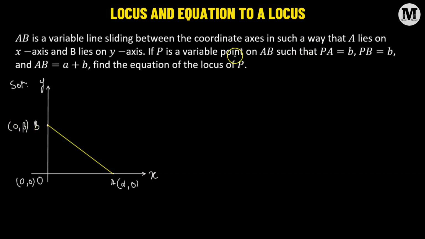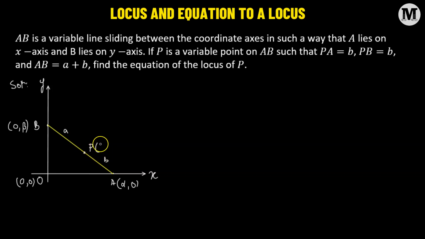Fine. Now let's come to the other part of the problem. It's given here that P is a variable point on AB. So let's take a point P on the line AB such that the length of PA is equal to b, the length of PB is equal to a, and the length of AB is a plus b. Our goal is to determine the equation of the locus of that point P. That means we have a variable line, and on that line we have a point P, which divides the line in the ratio a is to b.